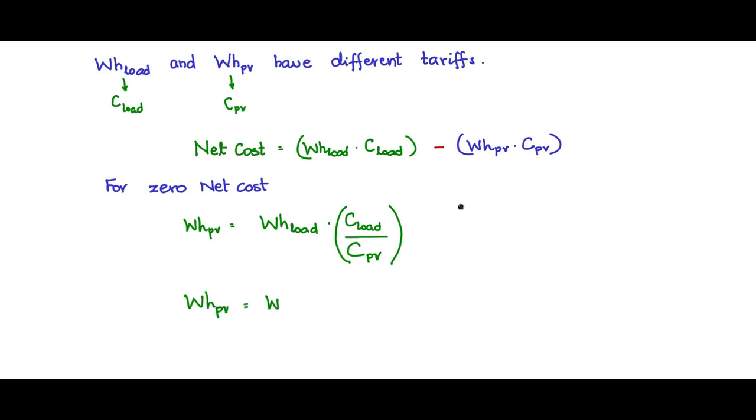We can make watt hour PV equal to watt hour load if we are interested in having 0 net energy, in which case C load is equal to CPV. That is, the tariff of load and tariff of PV is the same, no subsidies involved. So let us take this requirement that we would like to design the PV panels to meet this watt hour requirement, watt hour PV, which is the same as watt hour load, such that the net energy is 0 in and out of the building.